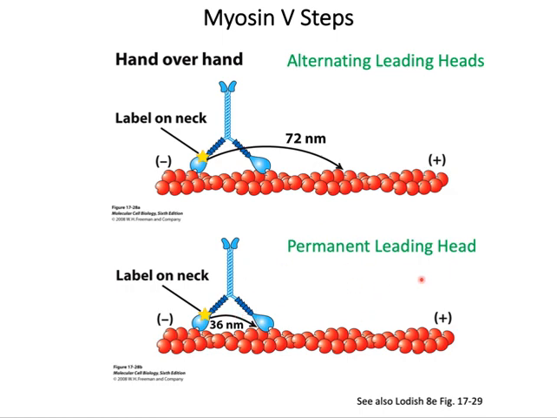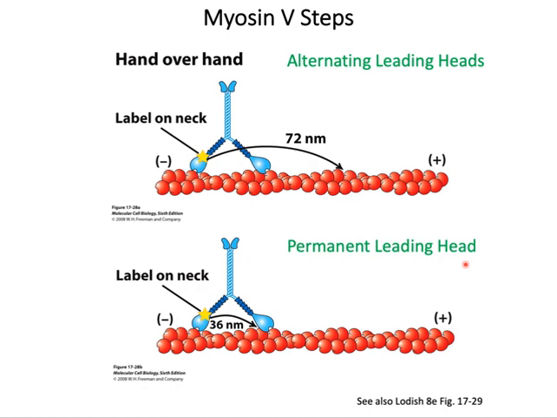So this can be tested. If the hand over hand model is correct, then the prediction is that the overall step distance will be about 72 nanometers. This is based on what is known as the neck length of myosin 5. On the other hand, if the inchworm model is correct, then the prediction is that the step will be 36 nanometers.